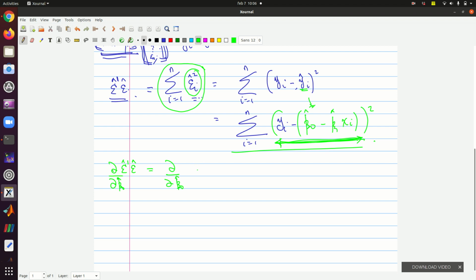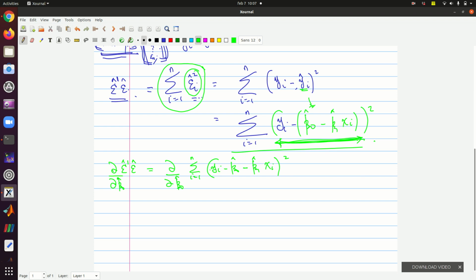then we can maybe write the whole summation term here, the summation of yi minus beta naught hat minus beta 1 hat xi, everything squared.